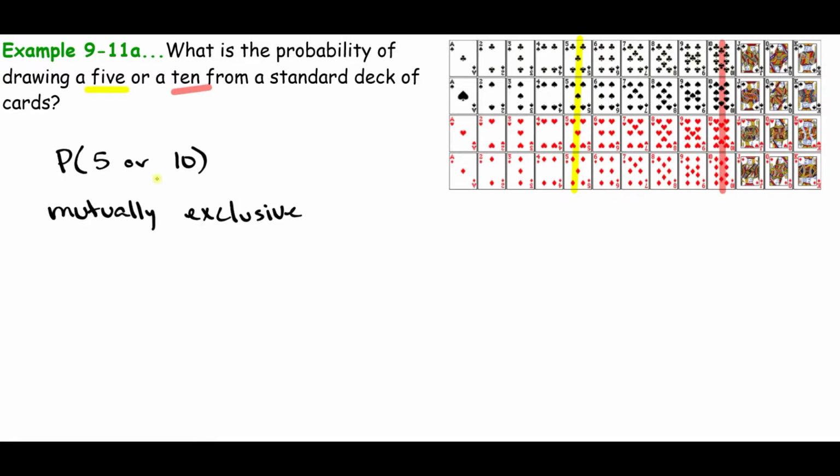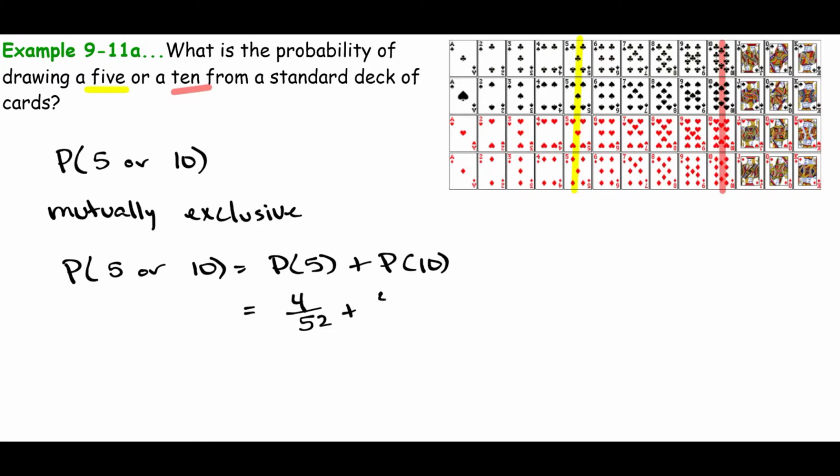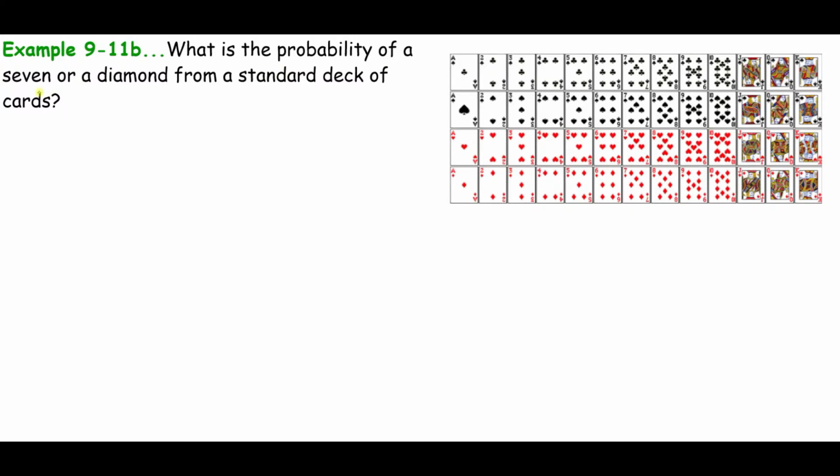And then remember that "or" tells you that you're going to add. So the probability of 5 or 10 is the probability of getting a 5 plus the probability of getting a 10. So there's 4 5s out of 52 cards, plus 4 10s out of 52 cards, which gives me 8 out of 52, which is 2 out of 13, or 0.153. So remember, "or" means add. We can never count anything twice, but there's no overlap between those two, so we don't have to worry about it. So similar question, what's the probability of getting a 7 or a diamond?